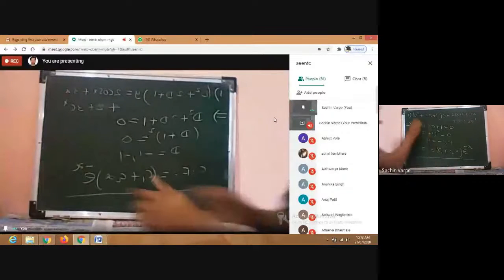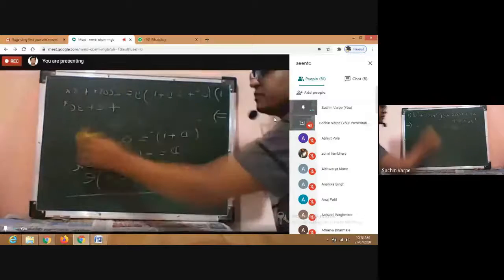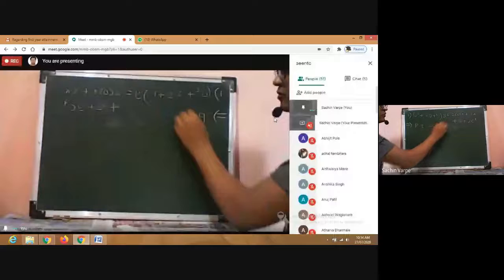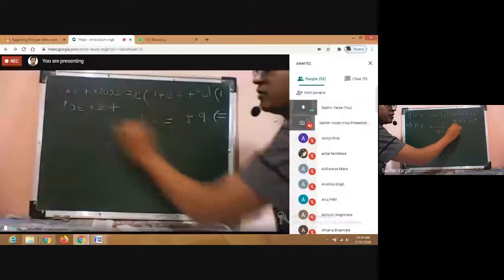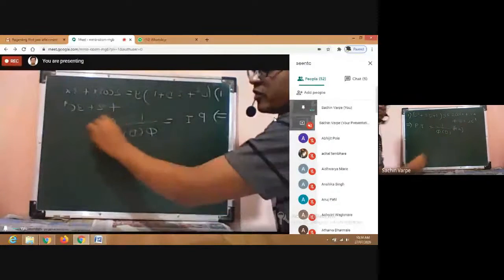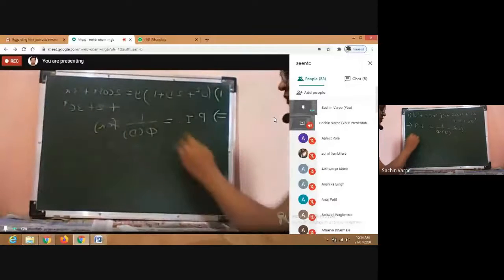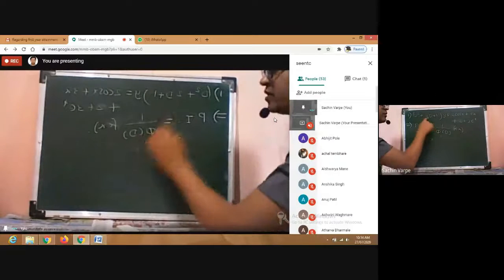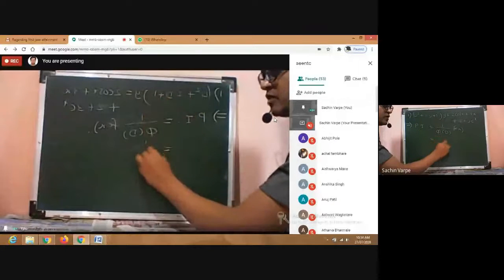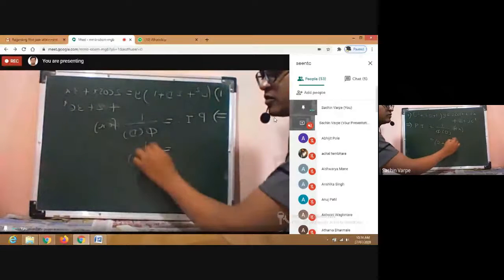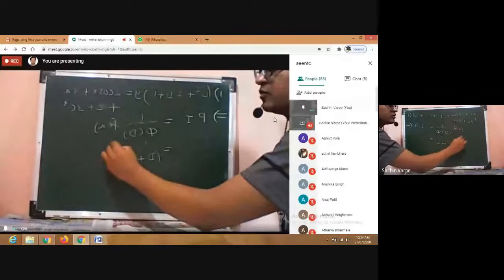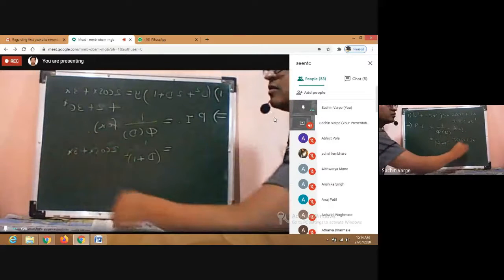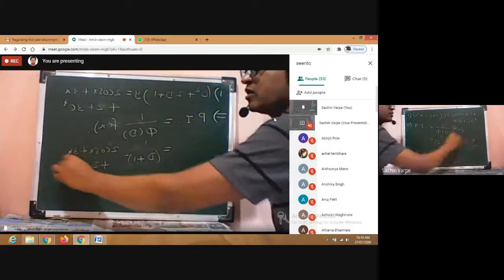Now to find the particular integral, PI is equal to 1 upon phi of d into f of x. So what is our phi of d here? PI is equal to 1 upon phi of d, which is d square plus 2d plus 1, which we can write as d plus 1 the whole square, into f of x, that is 2 cos x plus 3x plus 2 plus 3 e raised to x complete.